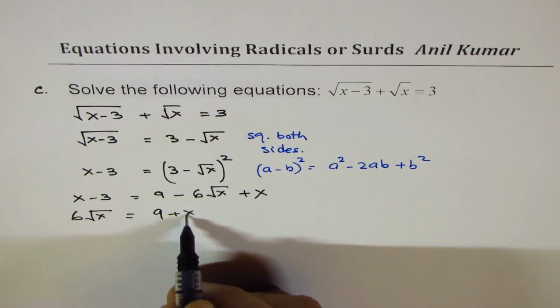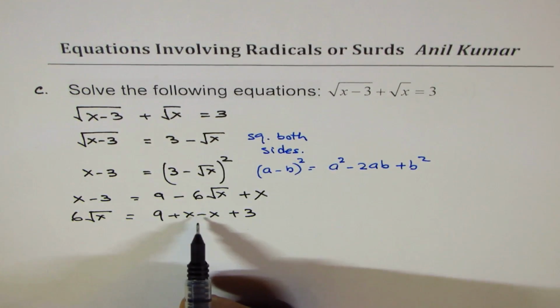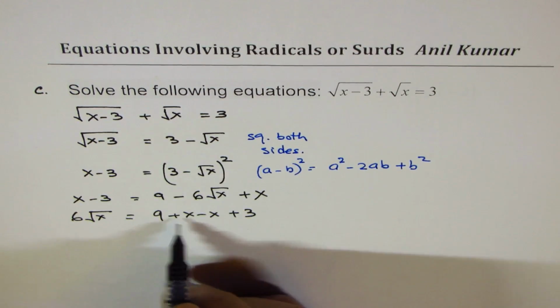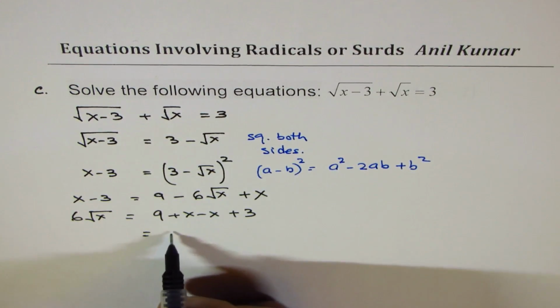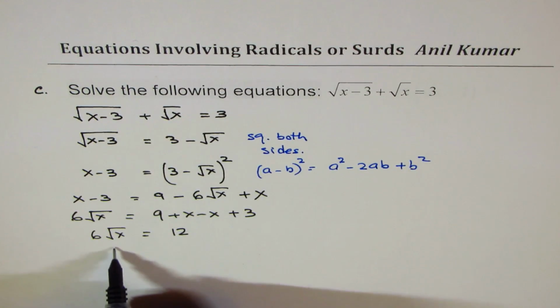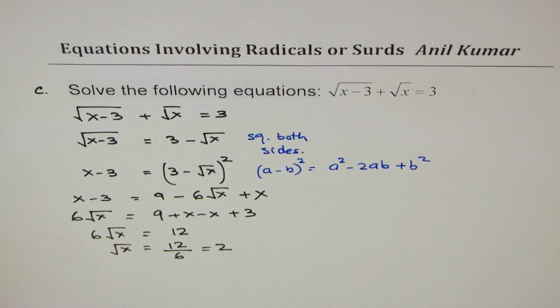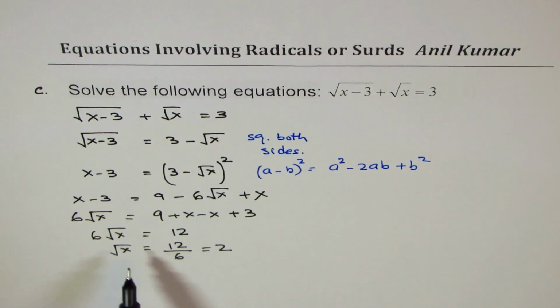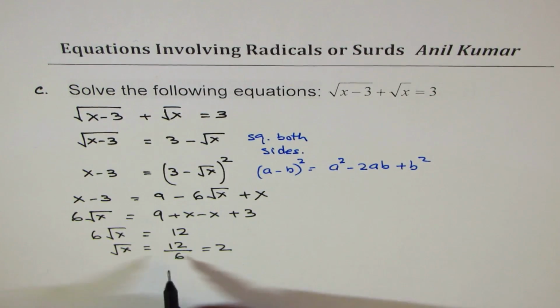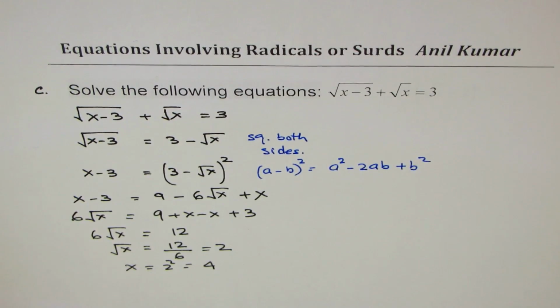So we have 9 plus x minus x plus 3. So plus x and minus x cancel. What we get here is 9 plus 3 as 12, and we have 6 square root x as 12. So we could divide 12 by 6 and get 2 here, and now we can actually square and get our answer, correct? So if I square, I get x equals 2 square, which is 4. So we do get a solution in this case.